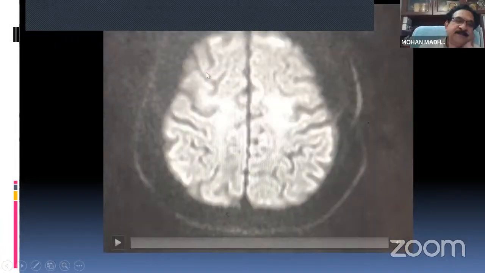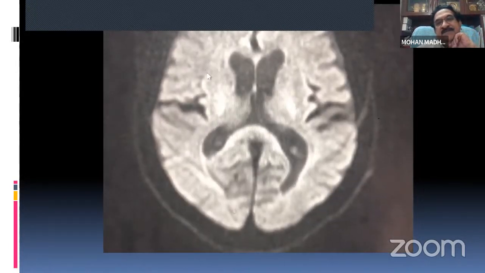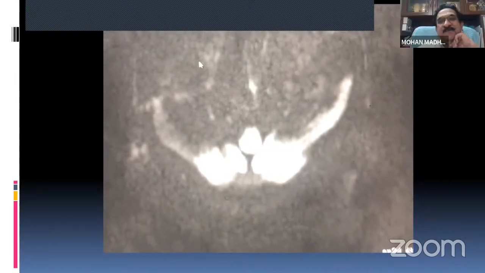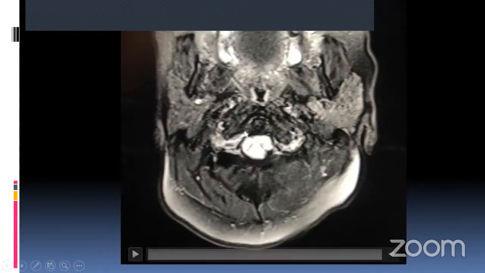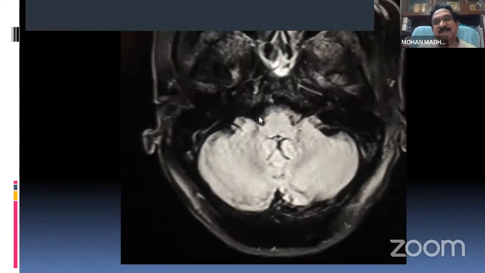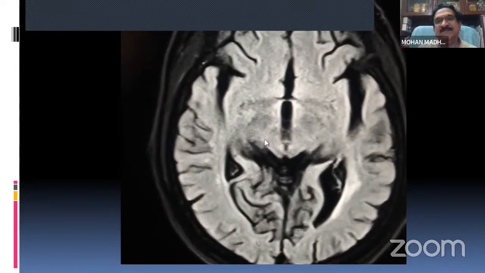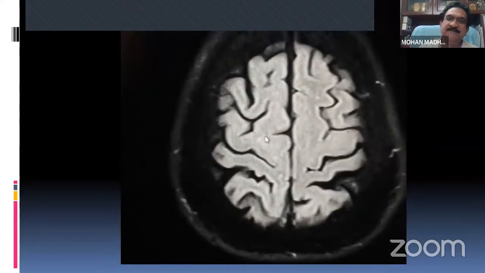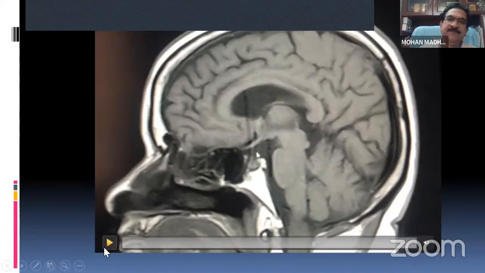Okay, MRI brain. We want to look for a cortical lesion. This is the diffusion weighted sequence. Blood sugar is normal. I'll come to that. Sir, the renal function? I'll come to that. I'll show them one by one. This is the MRI brain. Diffusion, sorry, the FLAIR sequence. Something abnormal? This is the sagittal cut, T1.